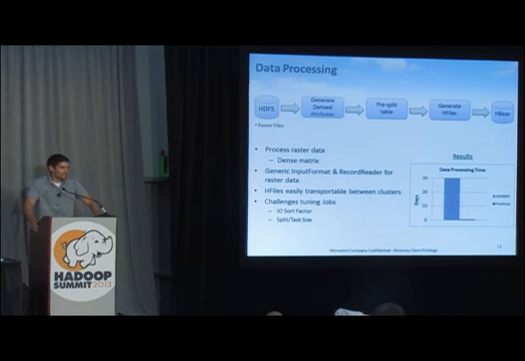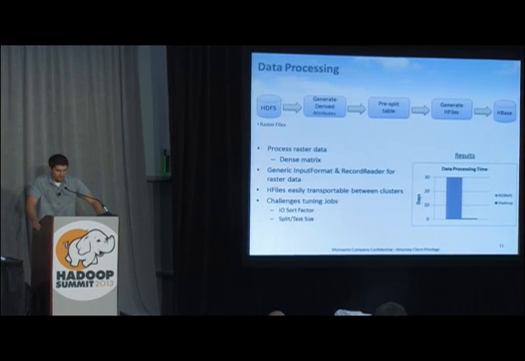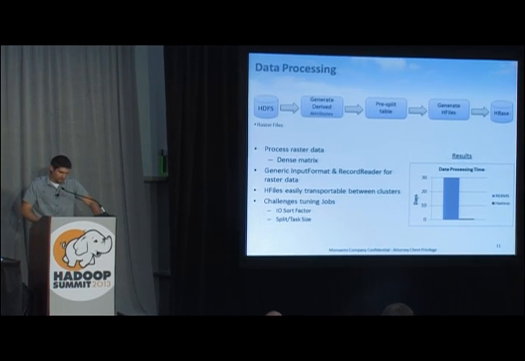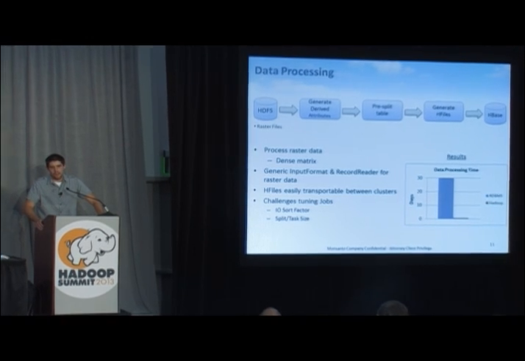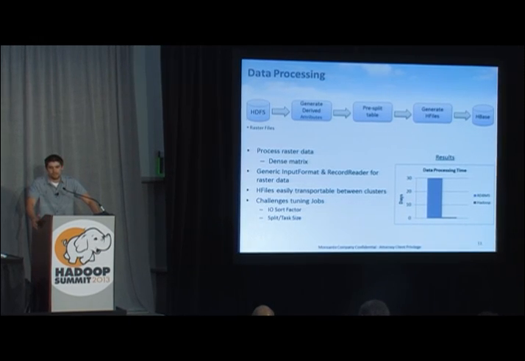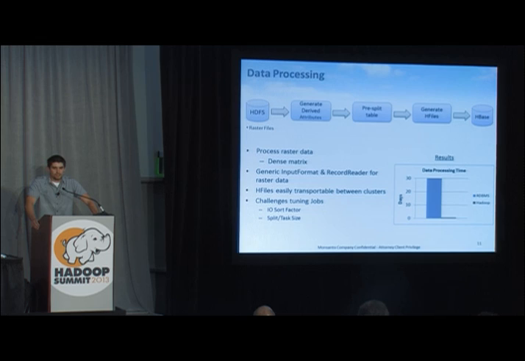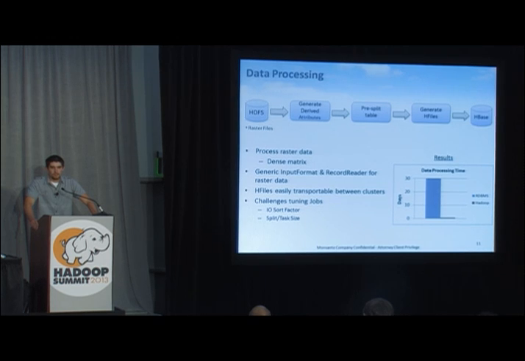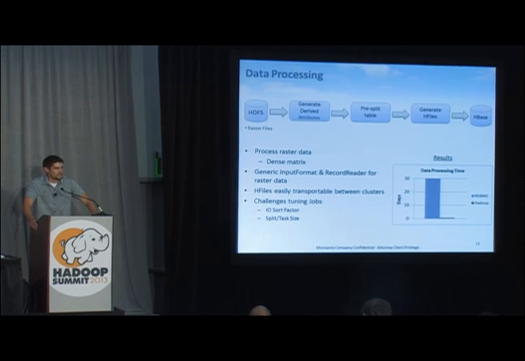So once we actually had the raster data in HDFS, that's when the real fun started. Raster files are basically JPEG files. They're image files that have metadata associated with them. So what we ended up having to do was create generic input formats and record readers that would split this data out in a format that we could easily process. As part of that, we determined that the best location for the attributed data was going to be in HBase.